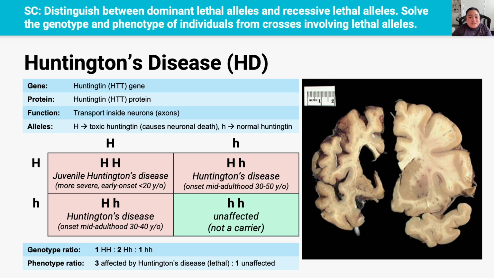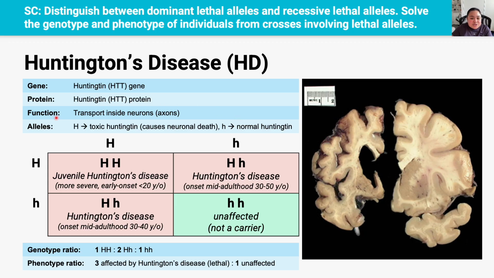Huntington's disease is caused by a mutation in the Huntington gene, which codes for the Huntington protein. The normal function of this Huntington protein is not well understood, other than it's involved in transport inside neurons. But we know that the mutated form of this Huntington protein is toxic in the brain, causing movement disorders, cognitive decline, and death. The 2 alleles for the Huntington gene are big H for the toxic Huntington protein that causes neuronal death, and little h for the normal Huntington protein.